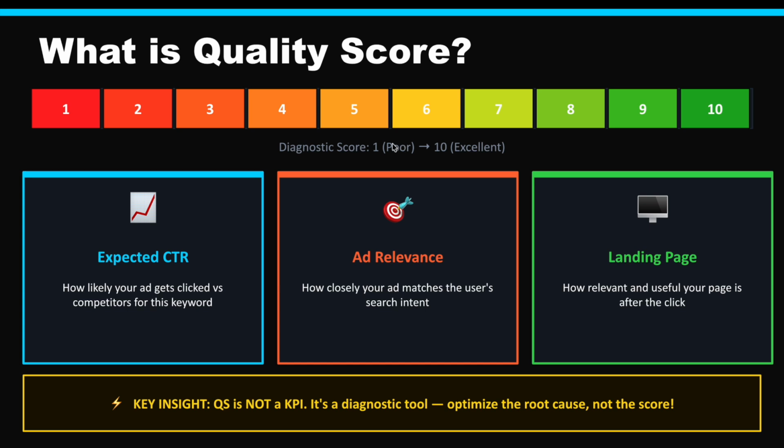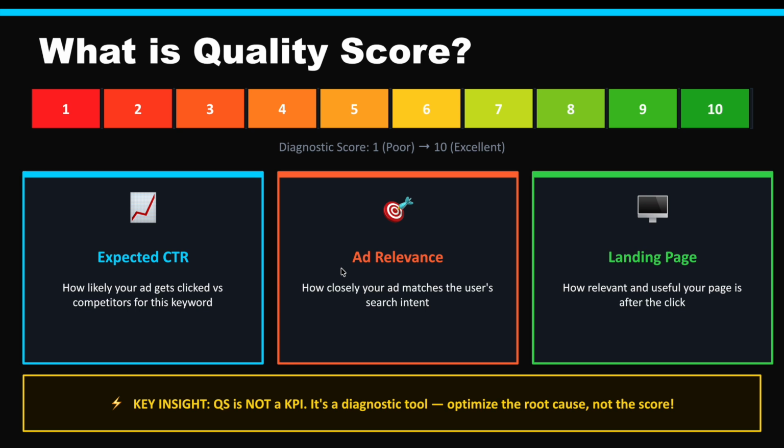So now look at the 3 boxes below. You have expected CTR, ad relevance, and landing page. So number 1 is expected CTR. This means when someone searches for a keyword, how likely are they to actually click on your ad compared to your competitors? Number 2 is ad relevance.